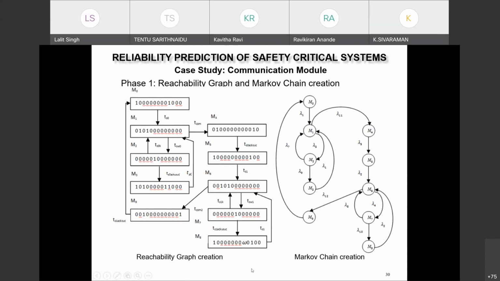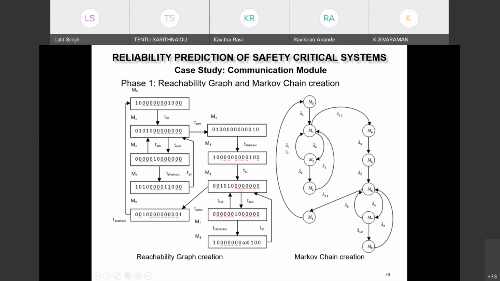Interestingly, you can see there are two markings, M3 and M8, which are basically failure states, because these states are led by the firing of the transition of unsuccessful acknowledgement. So I can find out the probability of these two states, add those probabilities, and subtract from one to compute the reliability of the entire communication system. Anyway, we will see how we can do that.